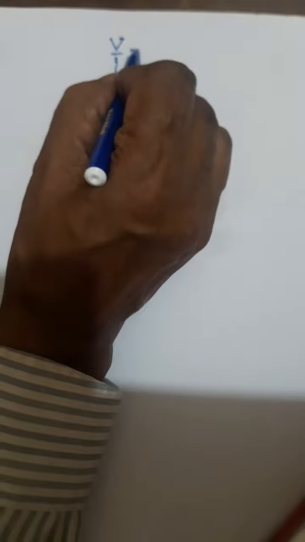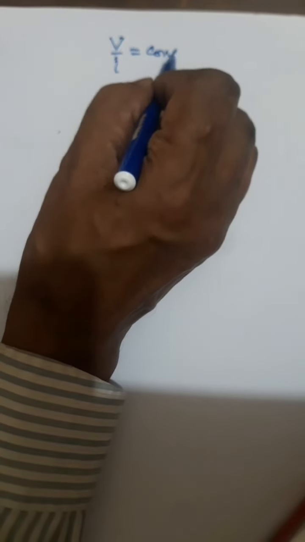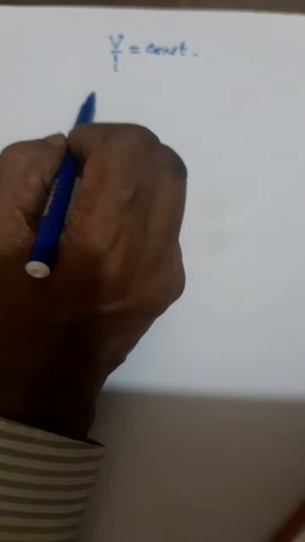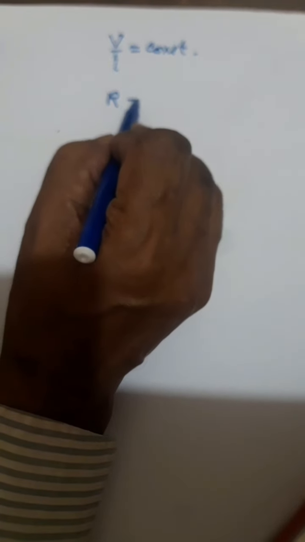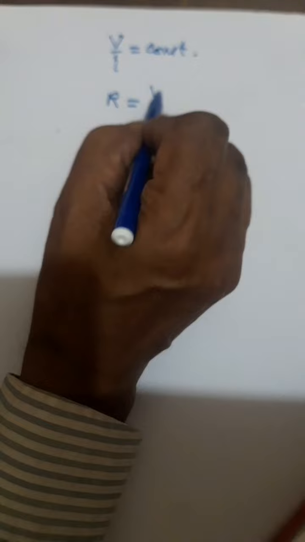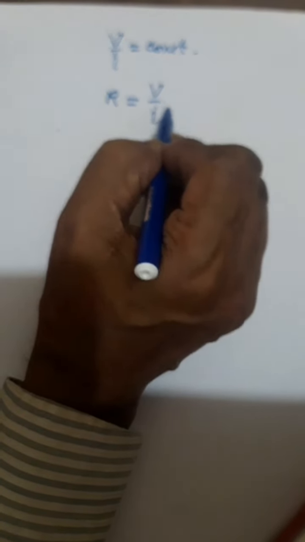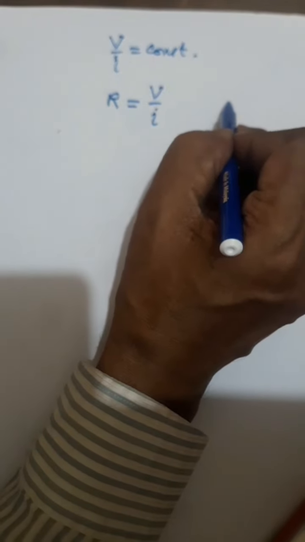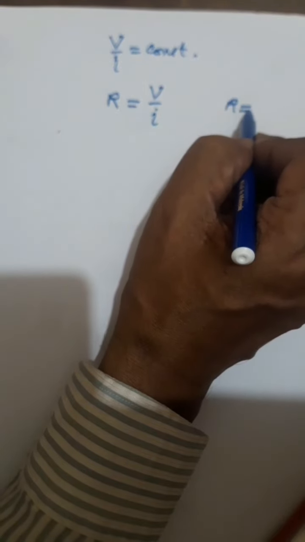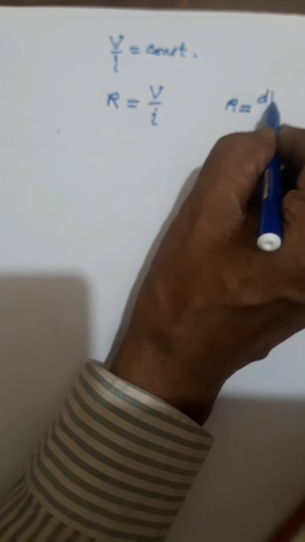Dear listeners, I will discuss dynamic resistance or AC resistance. According to Ohm's law, V by I is a constant. V is the resistance of a conductor, R equal to V by I. And R also is equal to dV by dI.